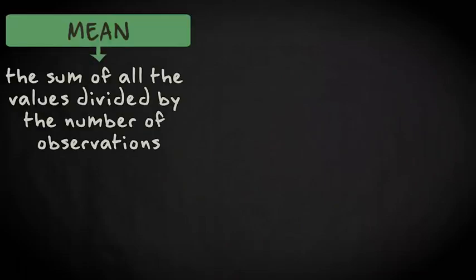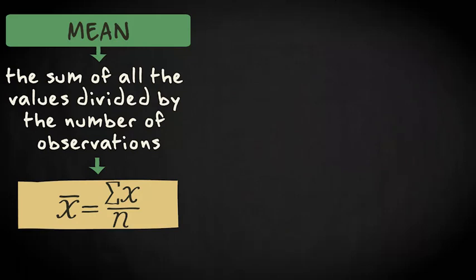The third measure of central tendency is the most often used one, and also the one you most probably already know quite well. It's the mean. The mean is the sum of all the values divided by the number of observations. This is the formula with which you can compute the mean. It looks more complicated than it is. The formula tells you that the mean of variable x, symbolized as x bar, equals the sum of all the values of x divided by the sample size, which is symbolized by n.